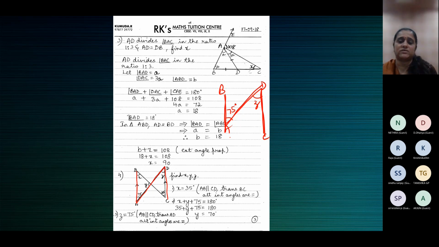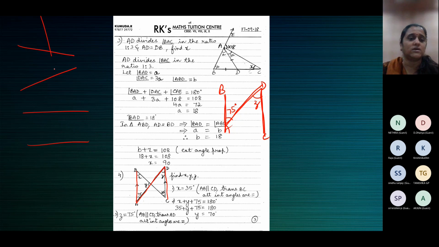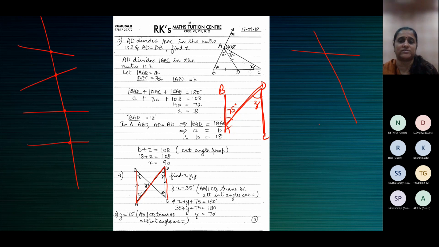What is a transversal? A transversal is a line that intersects two or more lines. Supposing there are many lines like this, 1, 2, 3, 4. This line is a transversal because it cuts all the four lines at distinct points. Now, when there is one line and you draw a line like this, it is not a transversal.